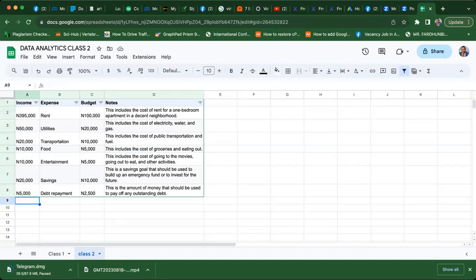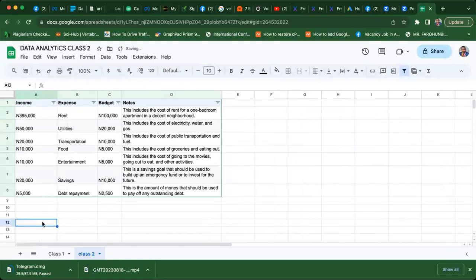Please, I really don't understand this AI, sir. The difference between the income and the budget, sir. The AI produced, we said the income of the person is 395,000. That's what the AI is saying. Look at it. Okay. And it's now saying expenses. You spend 100,000 on expenses. You spend utility 20,000. Okay. Transportation 10,000. Food 5,000. Entertainment 5,000. Savings 5,000. But these are the budget.